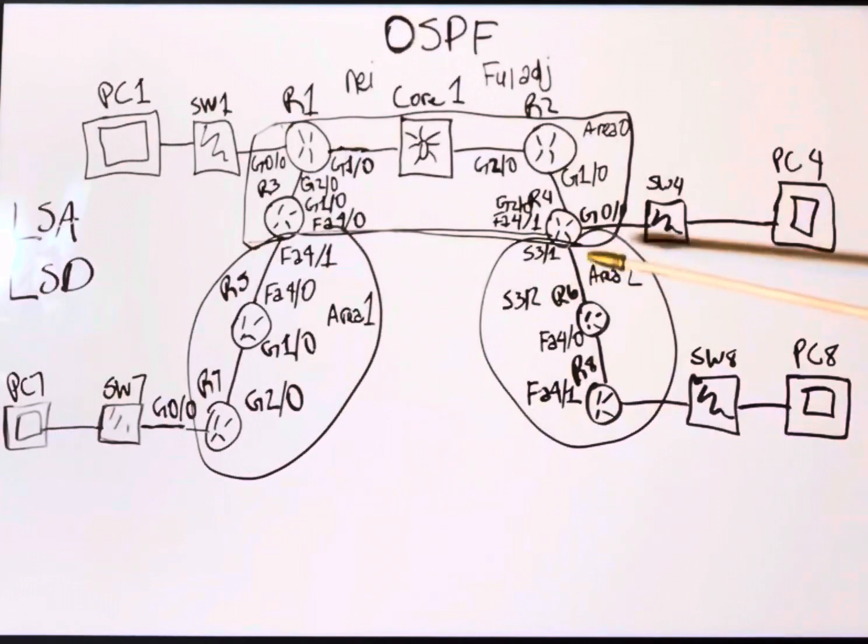An ABR is right here. It's the middle of both of these areas here. So Router 4 will share with Router 6, and 6 will share with Router 8. The ABRs are the gateway for routers to get information across areas.